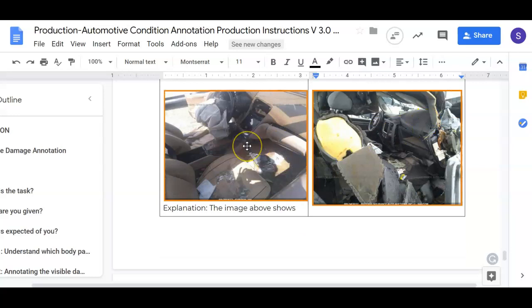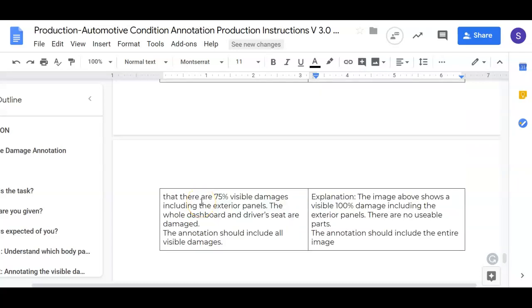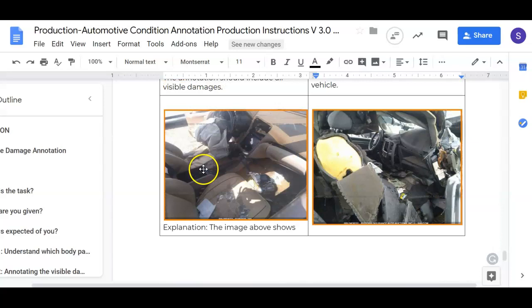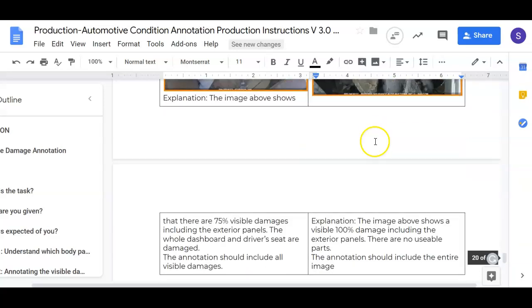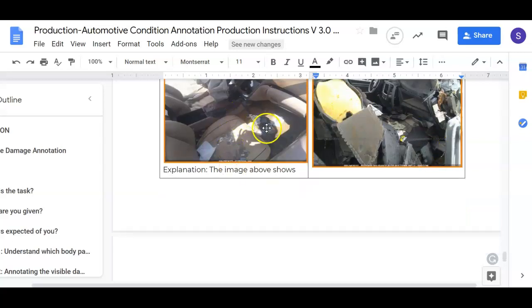So here, okay, there's another one where you have 75% damage, where only this dashboard part right here seems to be fine, but here the mirror is gone. So make sure to include the annotations, okay, for the whole thing. All right, including the exterior, whole dashboard, driver's seat is damaged. Annotations include all the visible damage. Yes. Okay. Now, next thing is, this is another example of 100% damage. So see the difference. If you can see the severity, you'll be able to see why this is non-salvageable, and why this is 75%. That's the reason why we did it this way.